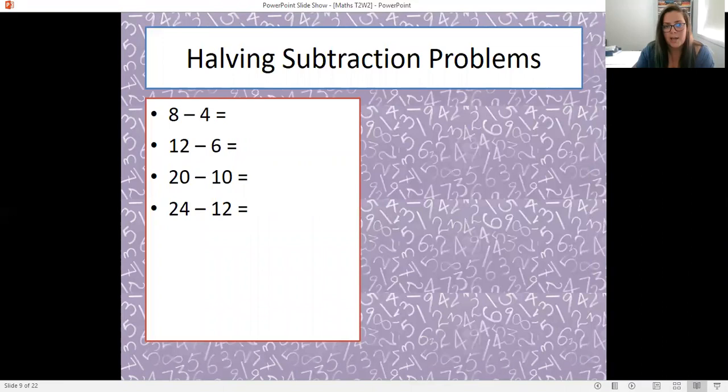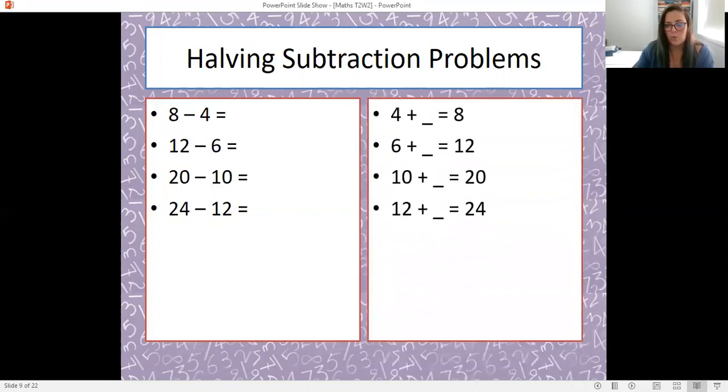Now, what we are looking at today is halving. I have 4 different subtraction problems up, as you can hopefully see. The very first one that I want you to focus on is 8 take away, or subtract, 4.